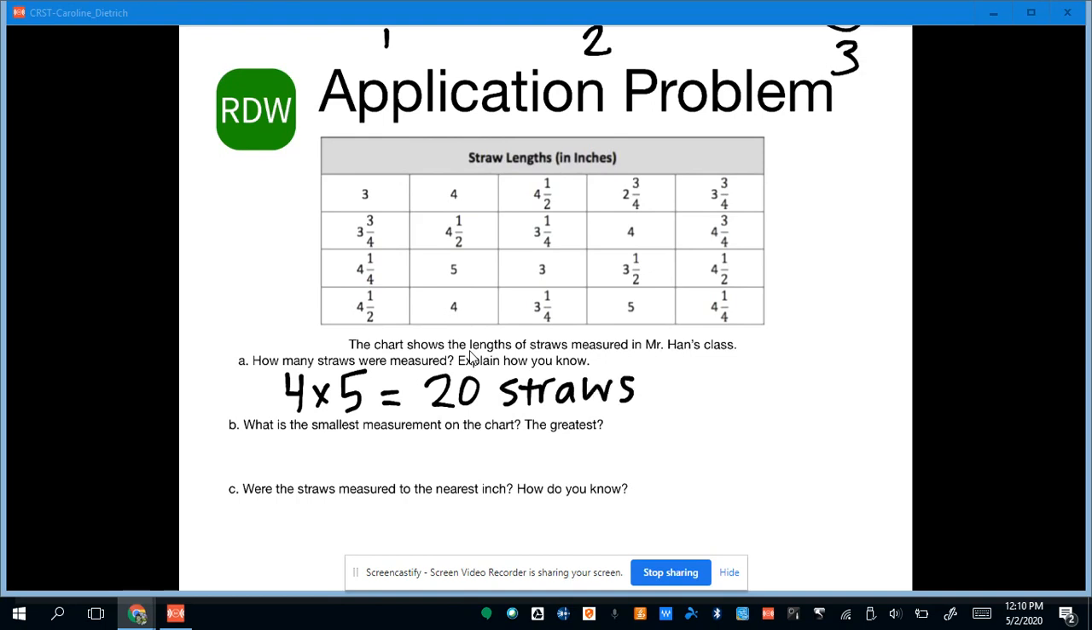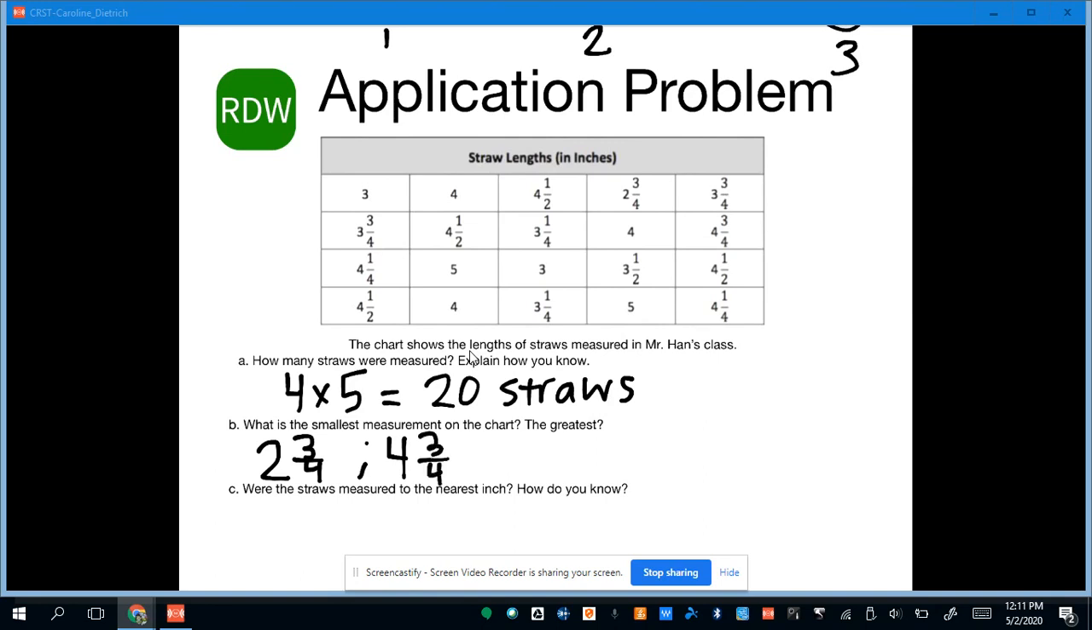What is the smallest measurement on the chart? Okay, well, I see 2 3/4 is the smallest so far. And I don't see anything smaller than 2 3/4. And I know that that's the smallest because 2 is the smallest whole number. What is the greatest measurement on the chart? Well, the biggest whole number I see is 4, so I need to look for 4 3/4 is the greatest.